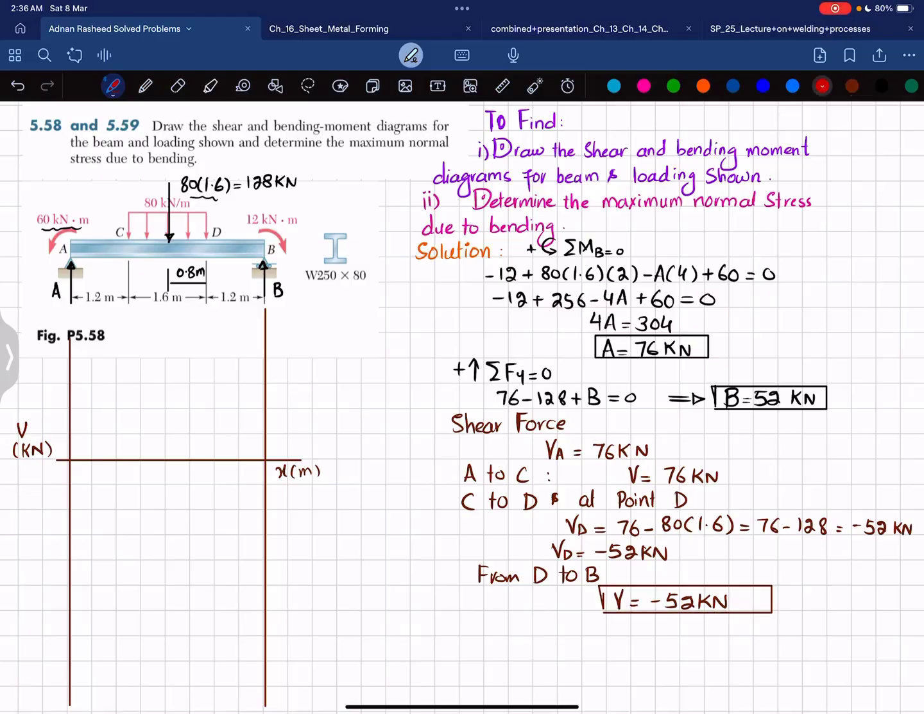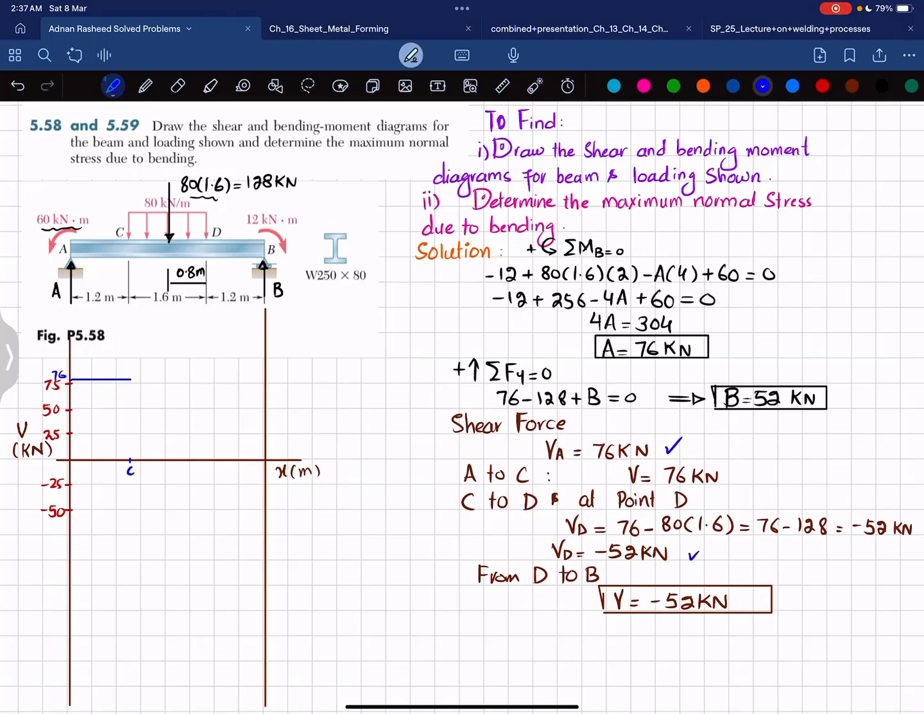For that I will take the scale. Let one division be equal to 25 kilonewton, so it is 50 and this will be 75, and the same for minus 25 and minus 50. First, at point A we have a shear force of 76 kilonewton, so it will be somewhere here. Let this be 76. Now moving from A to C, this is your point C. From A to C you can see the shear force remains the same, so it will be horizontal.